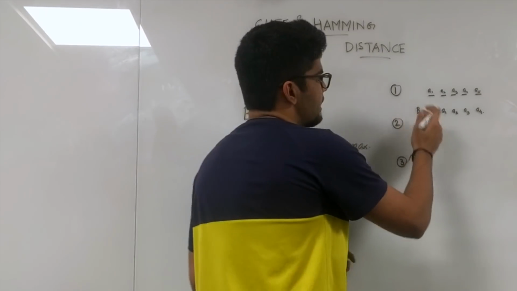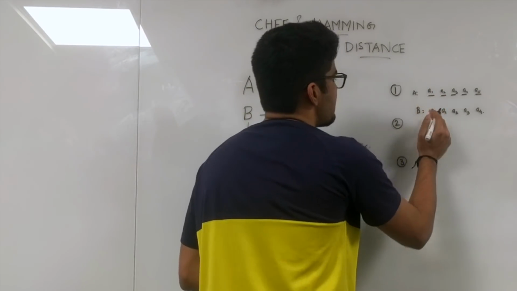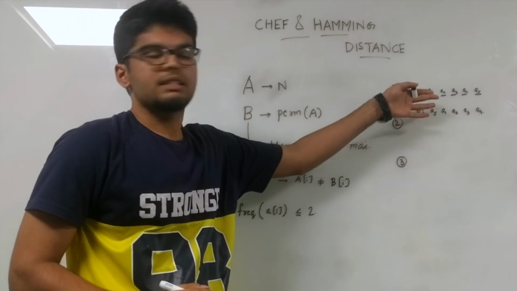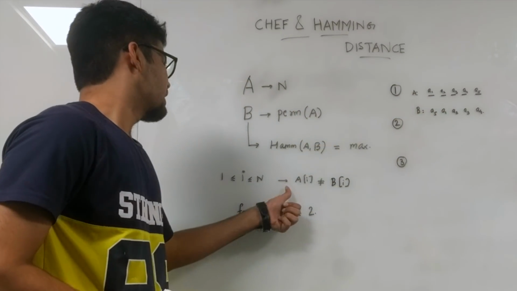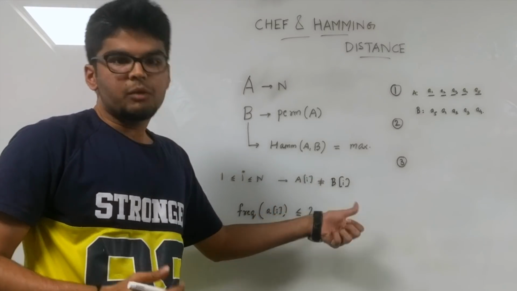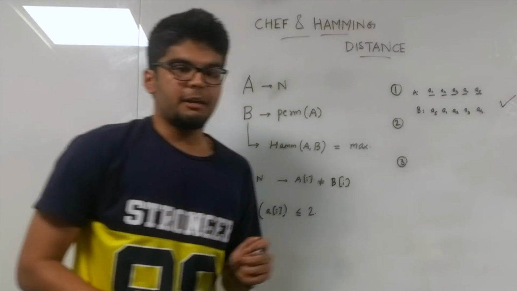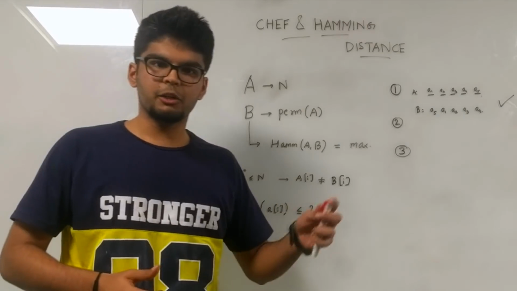Now, just try to calculate the Hamming distance between the arrays A and B. As you can see, as all the elements are unique, the Hamming distance is 5, because there is no index i such that A_i is equal to B_i. Hence, this solves our subtask 1. Let's try to solve the other 2 subtasks now.